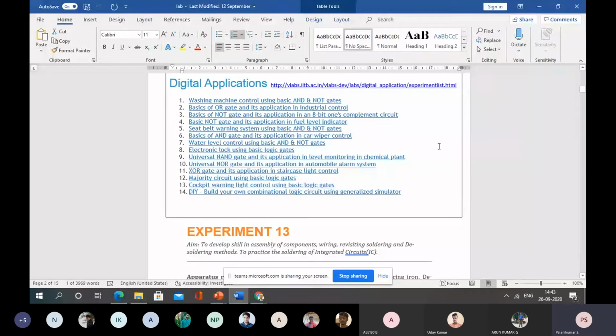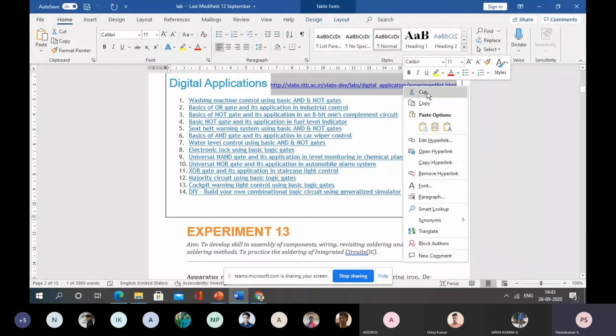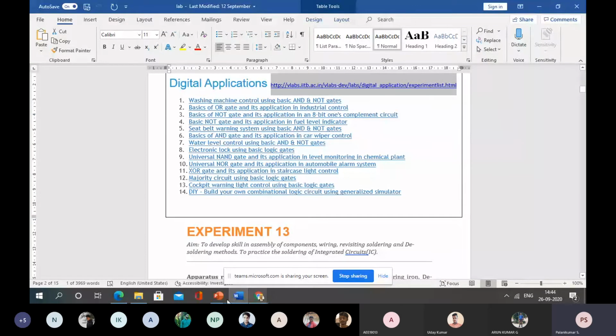What I am going to do is take the first 10. Automobile alarm system, so I am going to alert. Suppose register number one is there, means register number one to the 20th person. The 20th person has to do the washing machine control. They have to study this experiment and report it. Say for example, if you go to this link, all the things are available. I will explain that also.